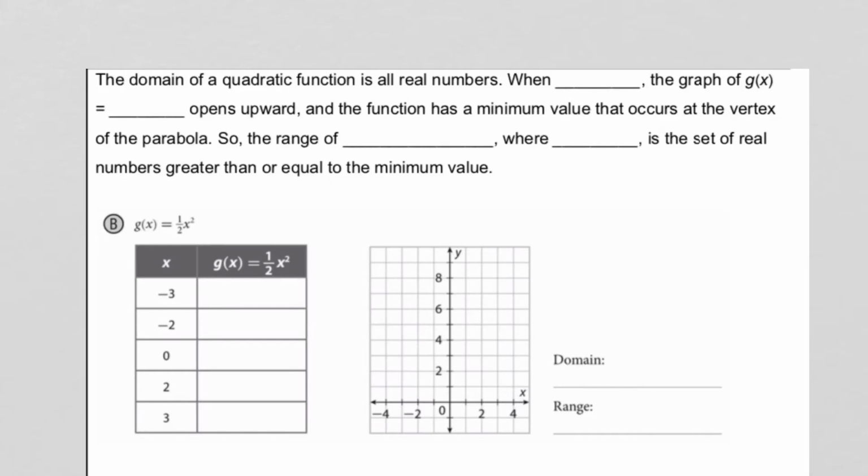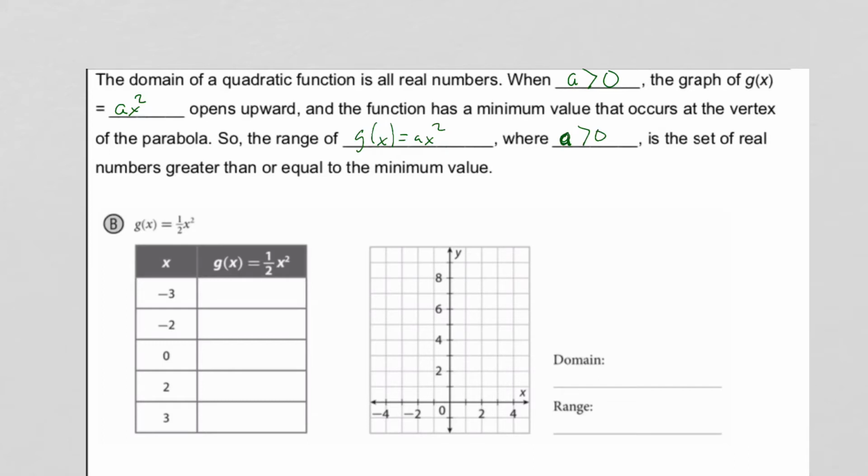And just like an absolute value, the domain of a quadratic function is all real numbers. When a is bigger than 0, then the graph of g(x) = ax² will open upward, and the function has a minimum value that occurs at the vertex. And then the range of the function g(x) = ax², where a is greater than 0.